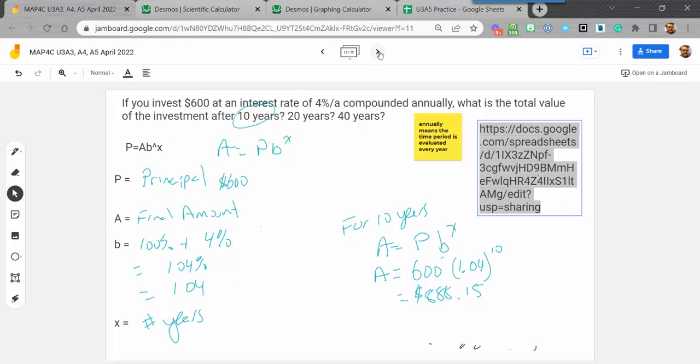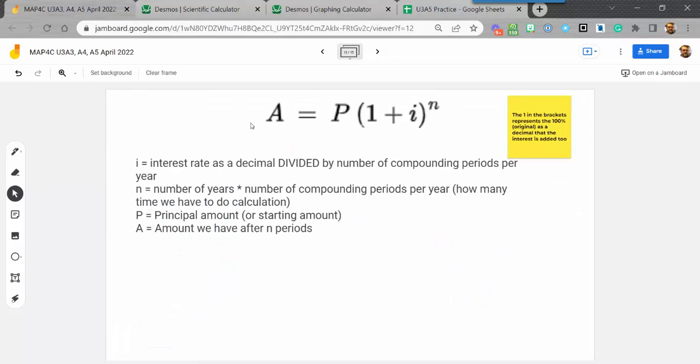So now we're going to look at investments really specifically, slightly different. It's going to say A equals P times (1 plus i) to the n. Same idea. It looks really like P b to the x, but I'm breaking that b down to saying take the initial 100% plus whatever interest rate we're going to use, as a decimal. And that interest rate is divided by the number of compounding periods per year.